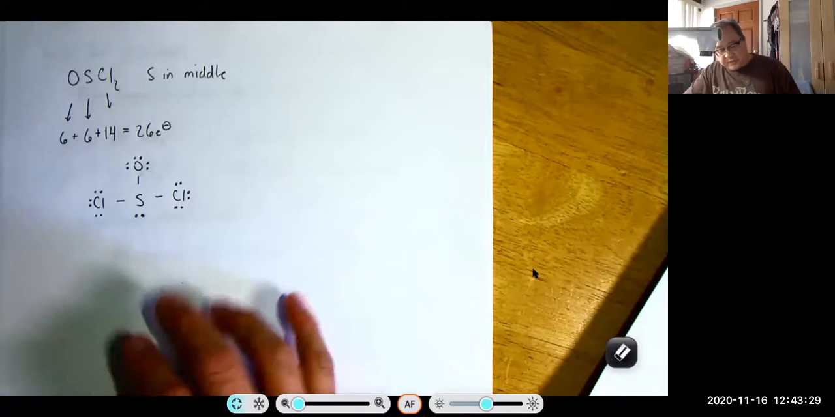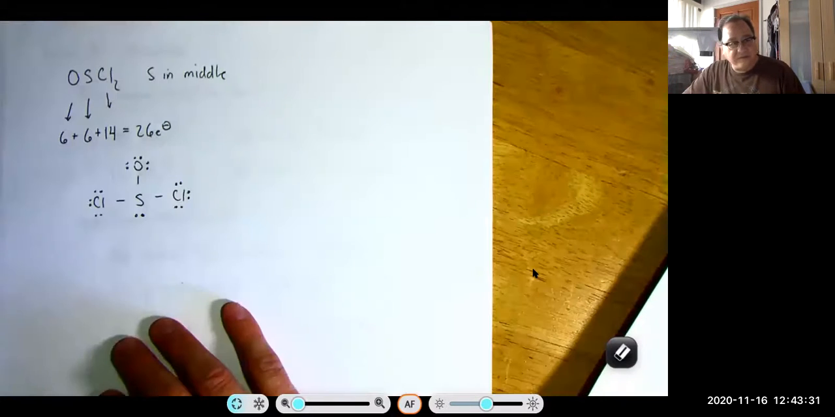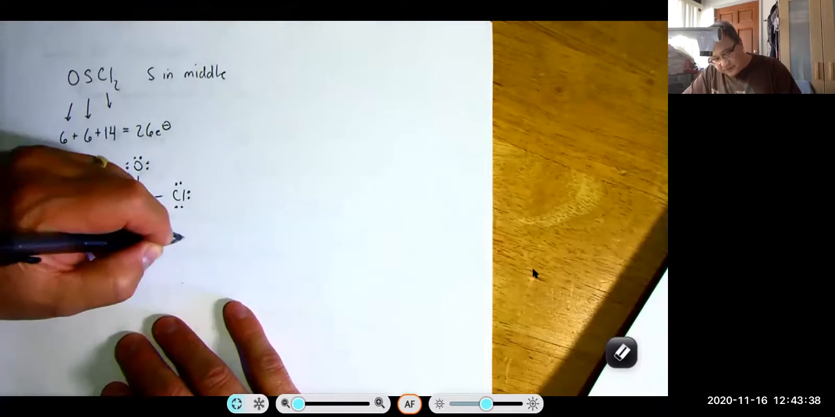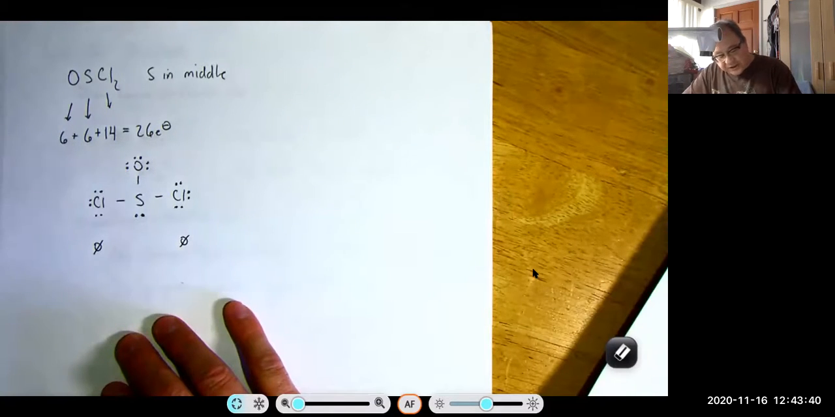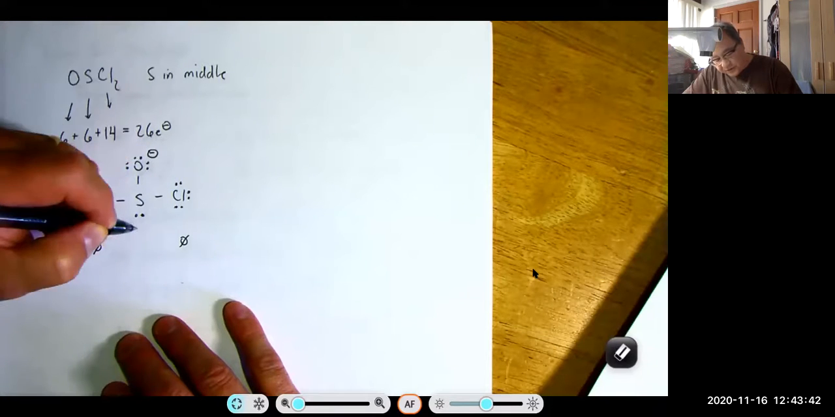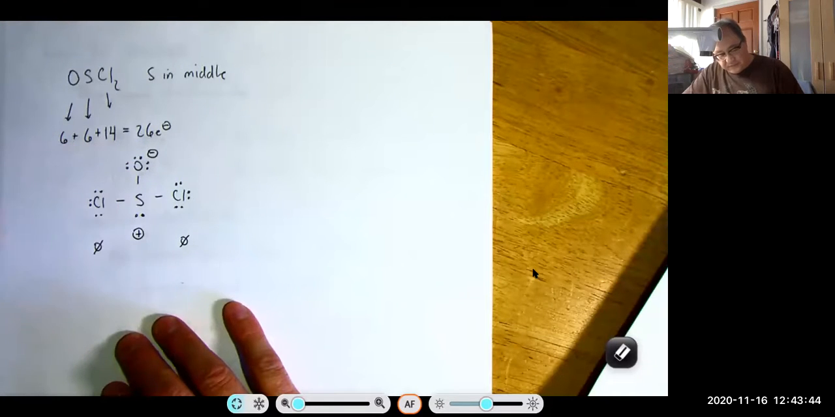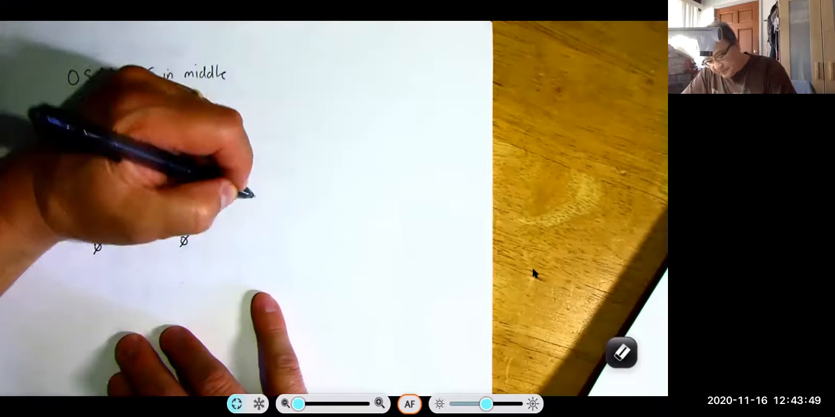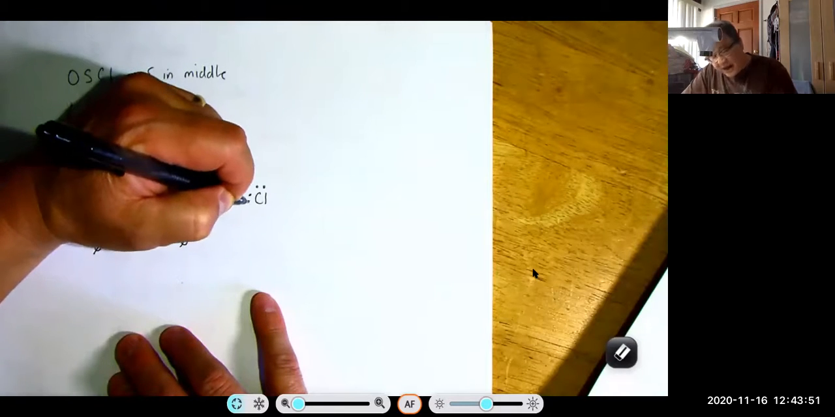So we could be done with it and say, hey, we're done. Let's assign formal charges here. The chlorines are 0. The oxygen is -1 and the sulfur is +1. So is this the best structure? And it turns out, I think it's not.